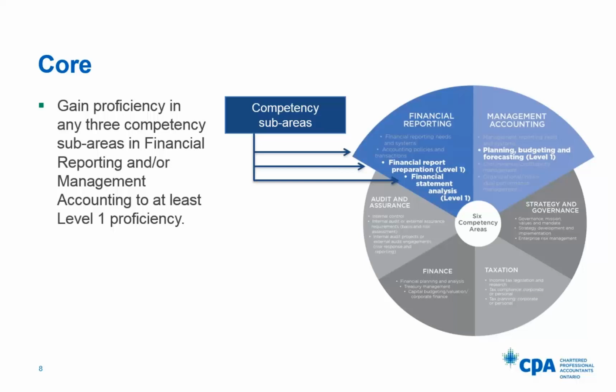Now, those 3 sub-competencies could be any combination between financial reporting and management accounting. So in our example right now, you'll see 2 level 1s under financial reporting and 1 under management accounting. But it could easily be 3 under management accounting, or 3 under financial reporting, or 2 under management accounting, and 1 under financial reporting.